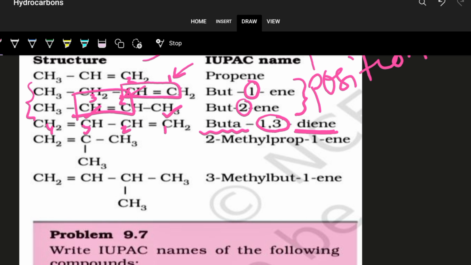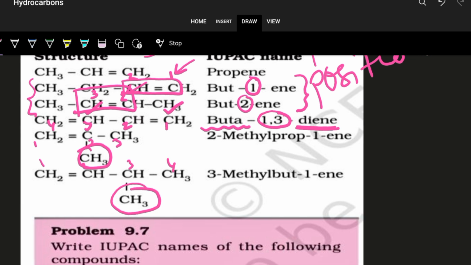Now here the total number of carbon atoms is 1, 2, 3 and 4, but the main chain contains 3, and branching is 1. So branching is present at 2 position. So it is 2-methylpropene, yeah, prop-1-ene. Over here 1, 2, 3, 4, at 3 position there is a methyl, 3-methylbutene.